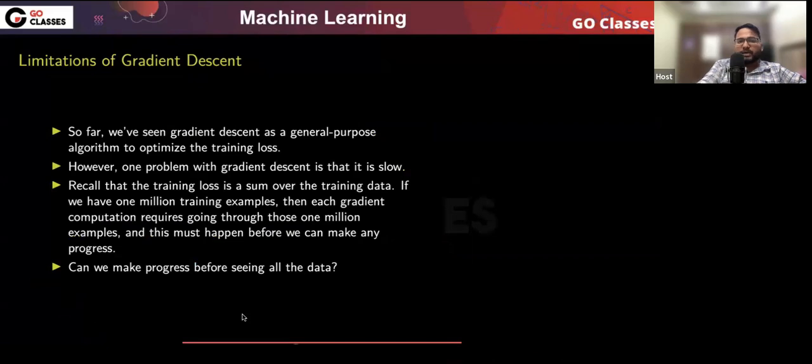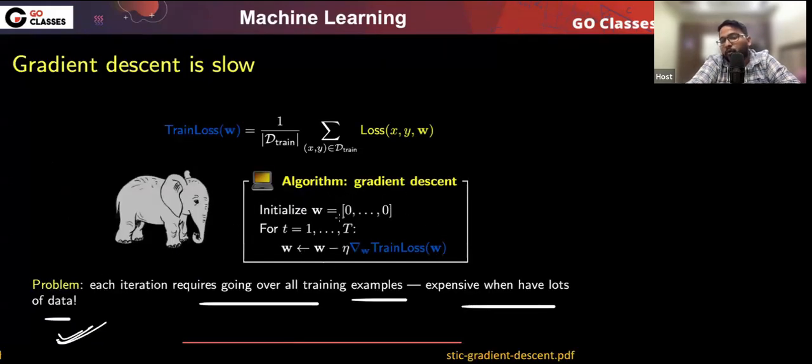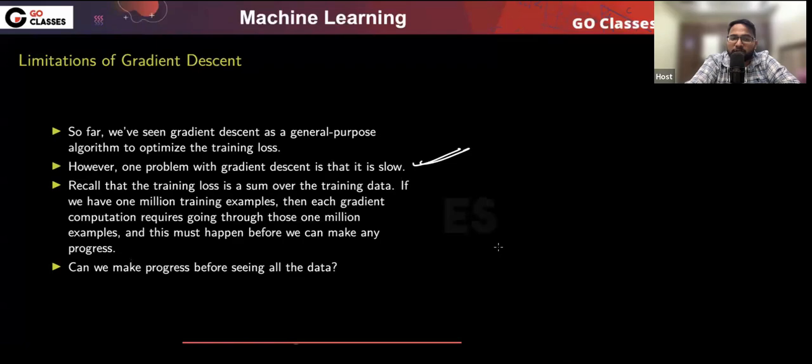So, limitations of the gradient descent. So far, we have seen gradient descent as a general purpose algorithm to optimize the training loss. However, one problem with gradient descent is that it is slow. Recall that training loss is a sum over all the training data. If we have 1 million training examples, each gradient computation requires going through the 1 million examples, and this must happen before we make any progress. So basically, before updating the W, I need to make sure that I'm summing over 1 million points, right? Can we make progress before seeing all the data? That is the question.